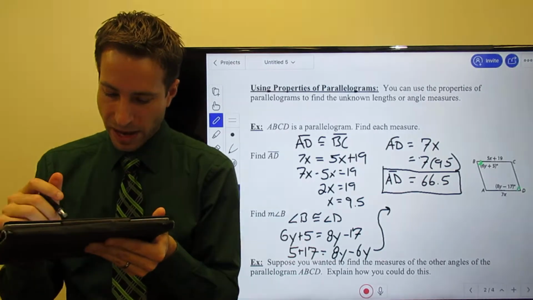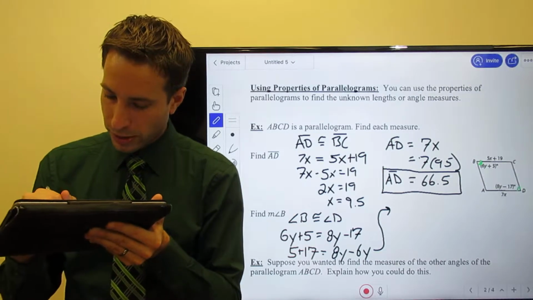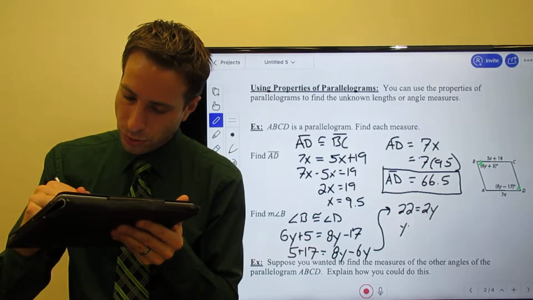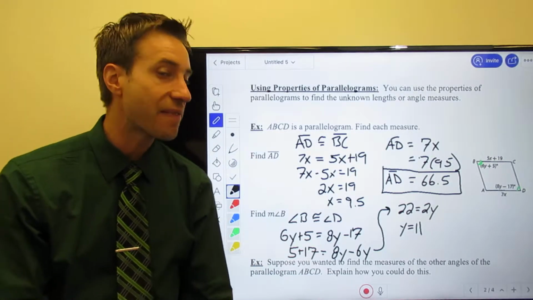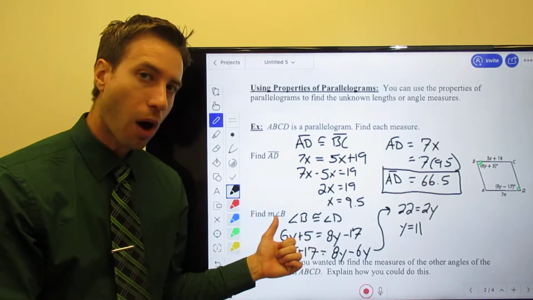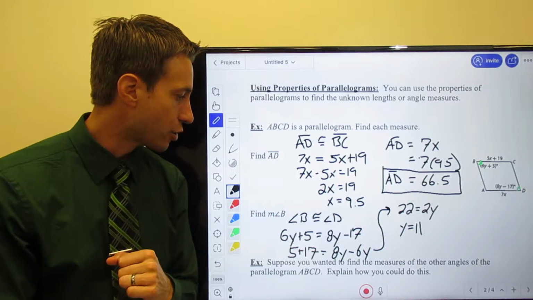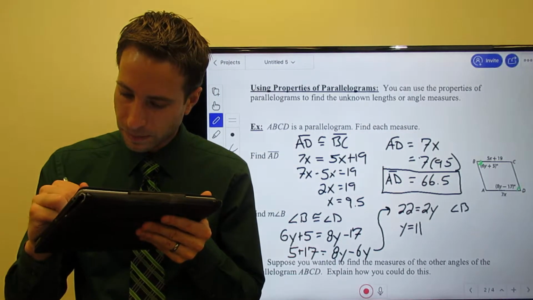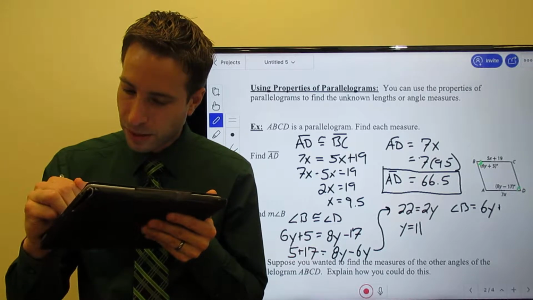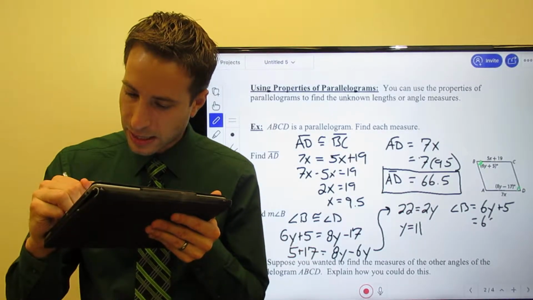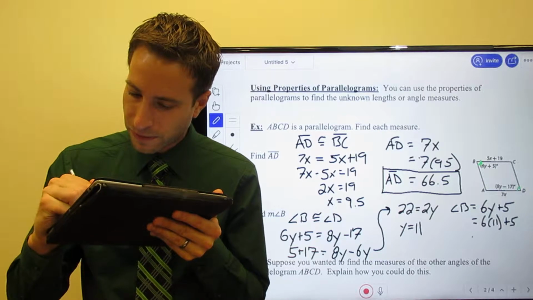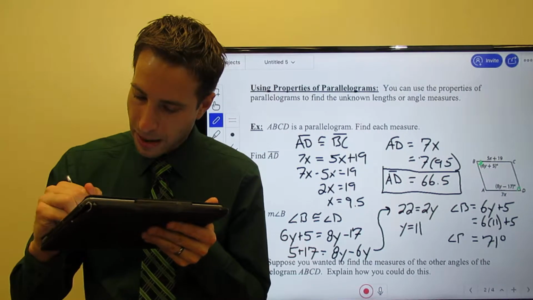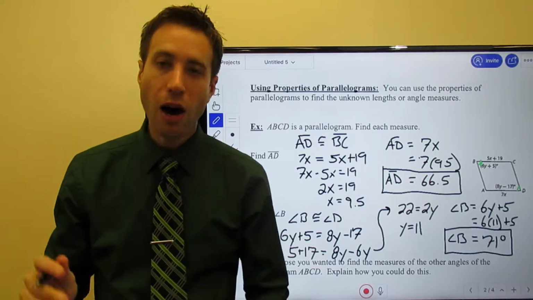So what do I wind up with then? I wind up with 22 is equal to 2y. Divide both sides by 2. We get y is equal to 11. Careful, I didn't ask you to solve for y. I asked you to solve for the measure of angle B. So we just have to plug it back in. Angle B was 6y plus 5. So 6 times 11 plus 5. I wind up getting 71 degrees for the measure of angle B.